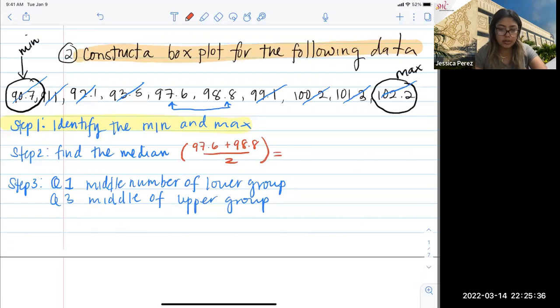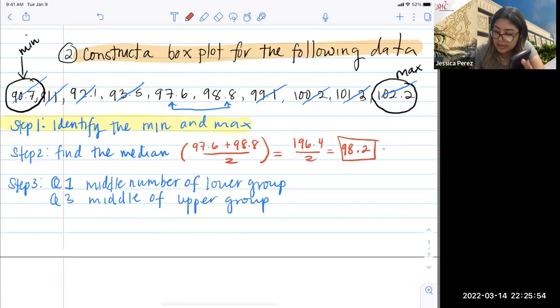So here what you're going to do is 97.6 plus 98.8. So you get a total of 196.4. You're going to divide that number by 2 using your calculator. You are allowed to use a calculator in this class. So 98.4. This is Q2, your median.